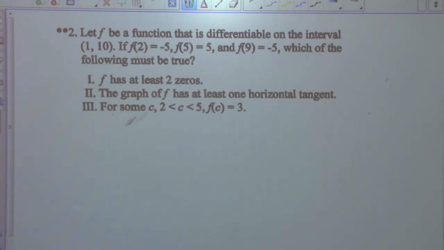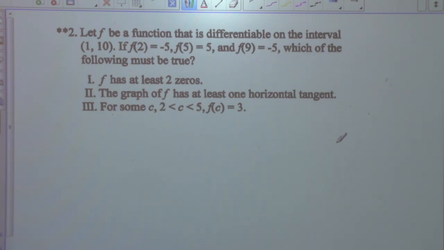Okay, here we have: let f be a function that is differentiable on the interval. If a function is differentiable, what is also necessary? Continuous, by default. On 1 to 10, how did you work this problem already? I just did it in my head. I was just able to picture the graph and went from there.